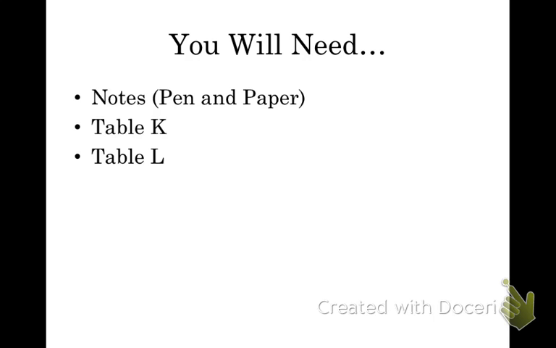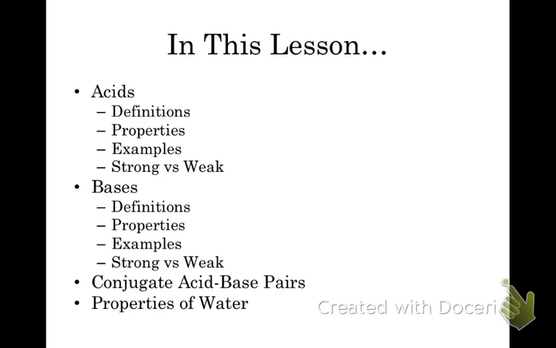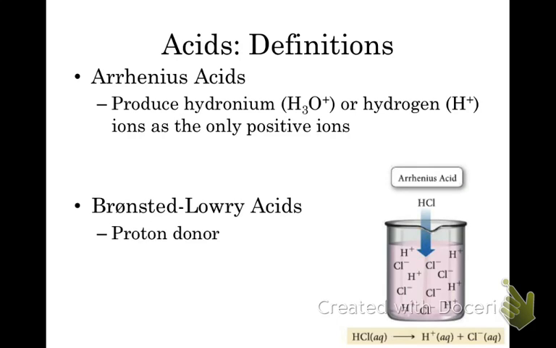And we'll also need to make sure that we highlight things. So grab some sort of colored pencils or highlighter to help you out with that. So for this lesson, we'll talk about acids, their definition, their property, some examples of them, and strong versus weak acids. We'll do the same thing for bases. Then the third thing we'll talk about are conjugate acid-base pairs, so we'll put them together in equations. And the last thing we'll talk about is water and why it's so special when it comes to acids and bases.